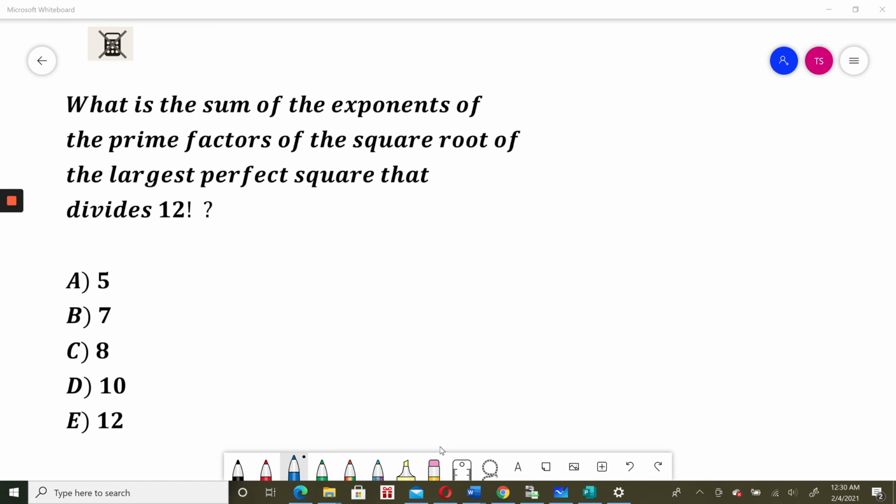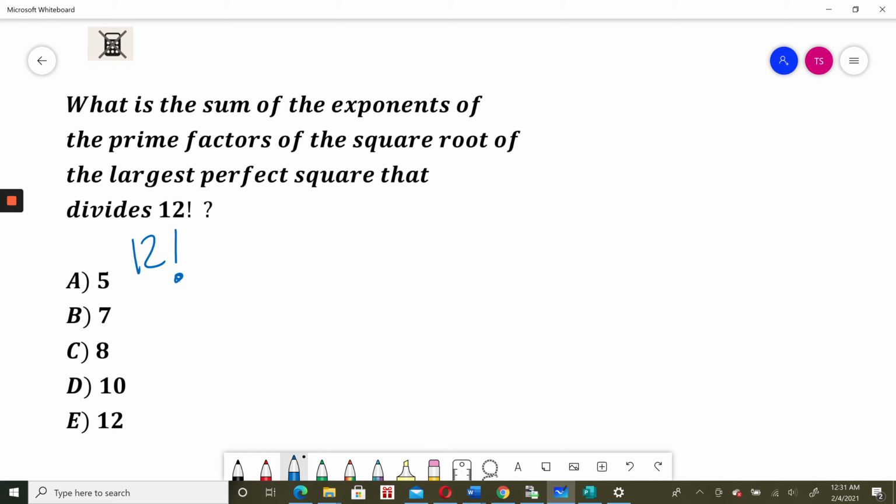What is the sum of the exponents of the prime factors of the square root of the largest perfect square that divides 12 factorial? At this moment, I encourage you to pause the video and solve it by yourself. Okay, I'll solve it now.